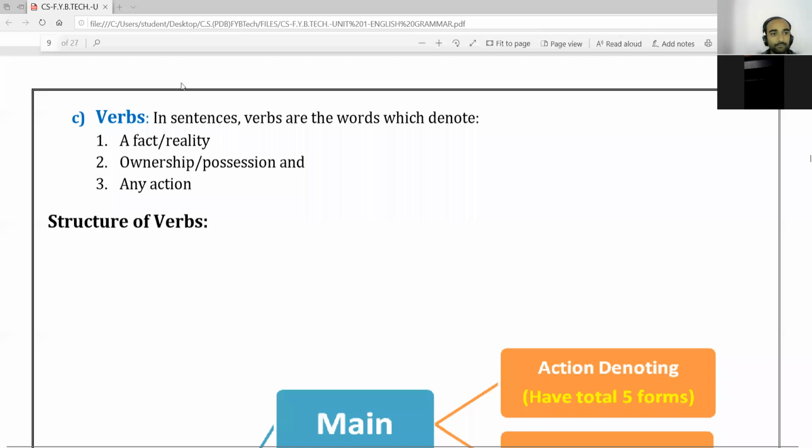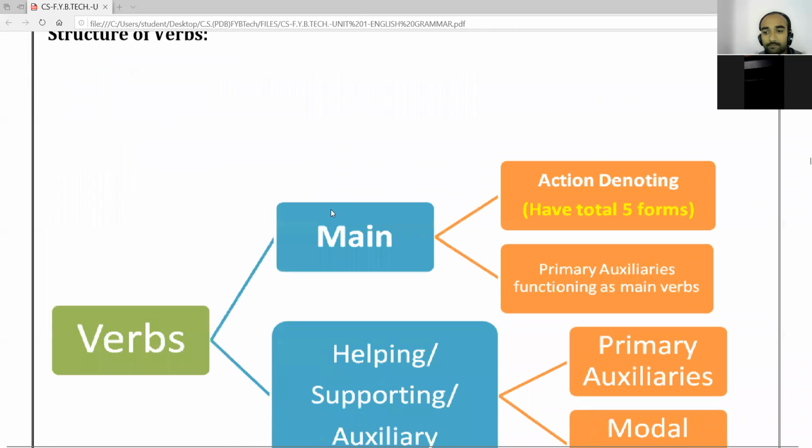Okay. There are 52 students who have joined. So let's start with the lecture. I'm sharing the screen. Is the screen visible? All of you, can you see this screen? Yes, sir. Okay.